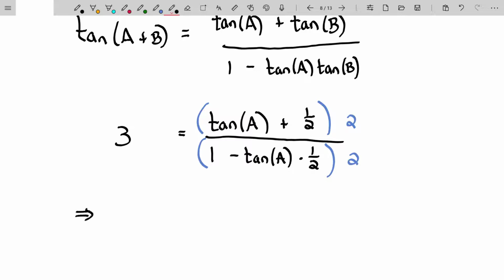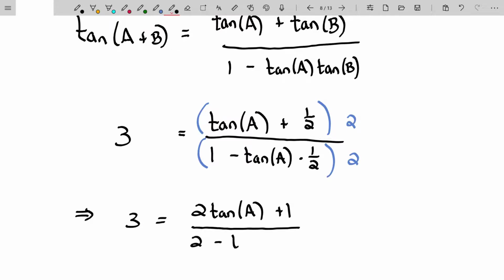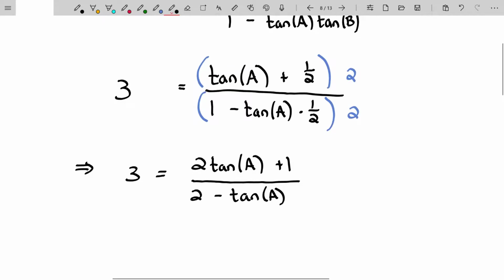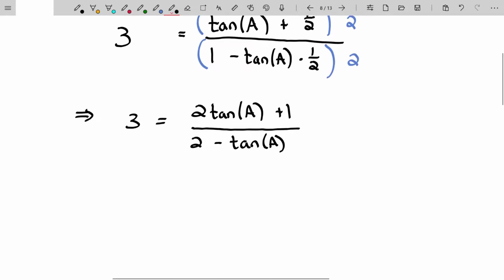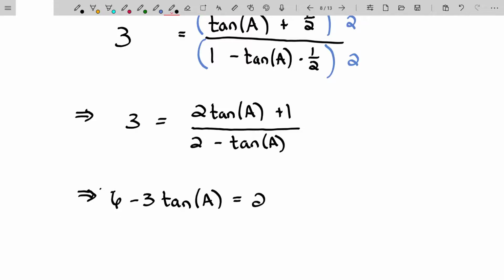This will imply that 3 is equal to 2 tangent of A plus 1 all over 2 minus tangent of A. That's just distributing that 2 through. Next thing I'm going to do is get rid of fractions by multiplying both sides by 2 minus tangent of A. So this will give me 6 minus 3 tangent of A is equal to 2 tangent of A plus 1. So again, all I did there was multiply both sides by 2 minus the tangent of A. Good elementary algebra, quick multiplication.